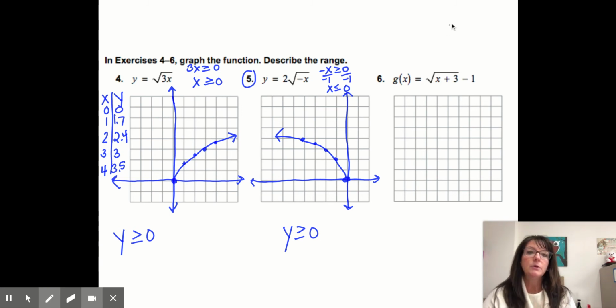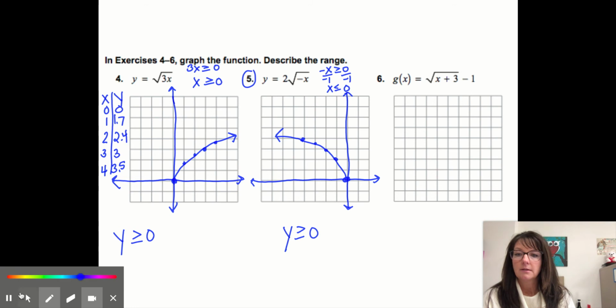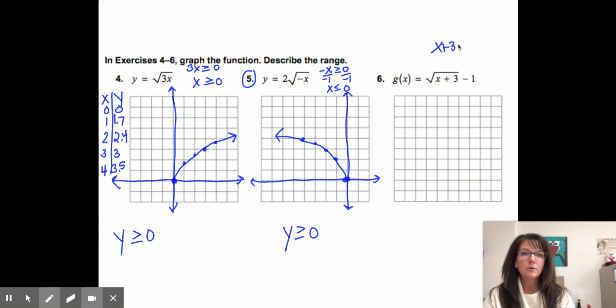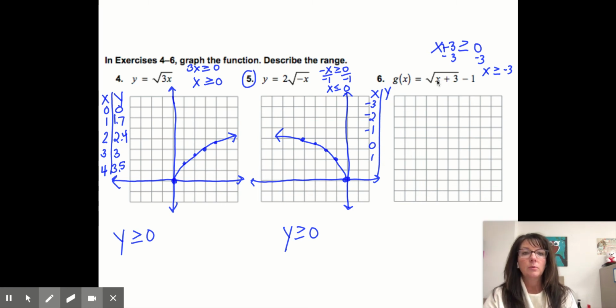All right, for number 6. In number 6, we have x plus 3 to be greater than or equal to 0. So we want x greater than or equal to a negative 3. So we make our xy table. We can start with negative 3, negative 2, negative 1, 0, 1.